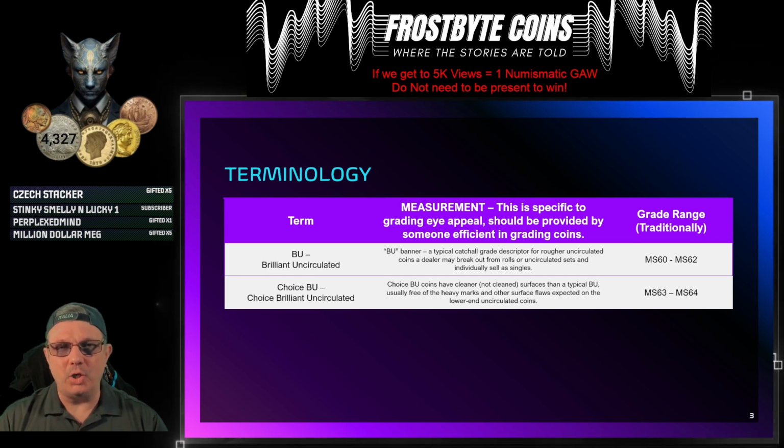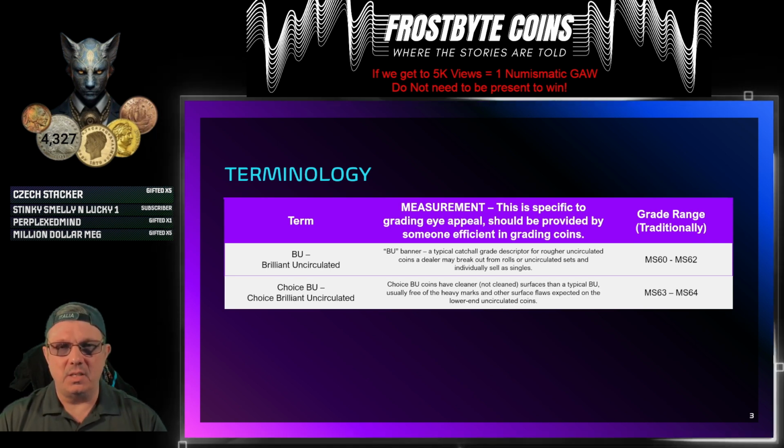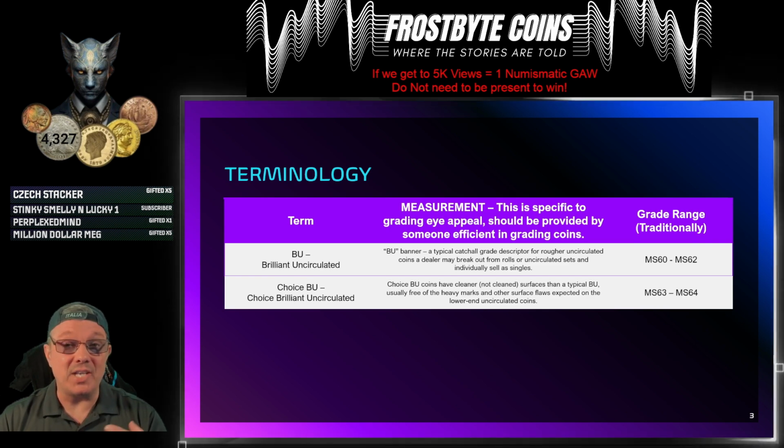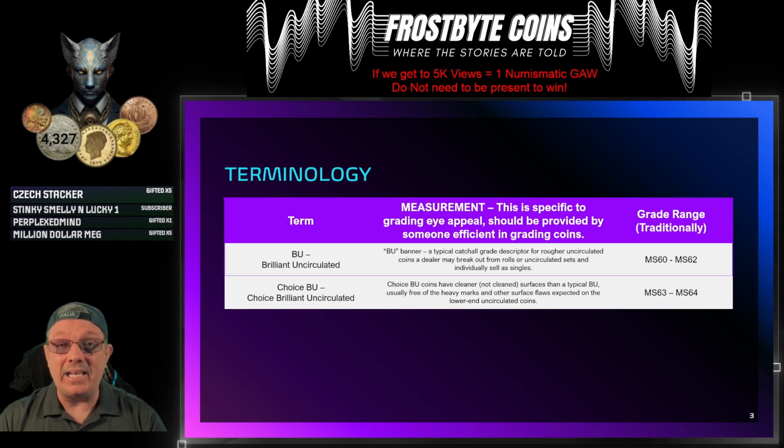People who are really good at grading understand one premise that many of us miss, and that is there's more to grading than just looking at the coin. You need to understand the coins that you're looking at. You need to understand the design elements. You need to understand the year that you're looking at.